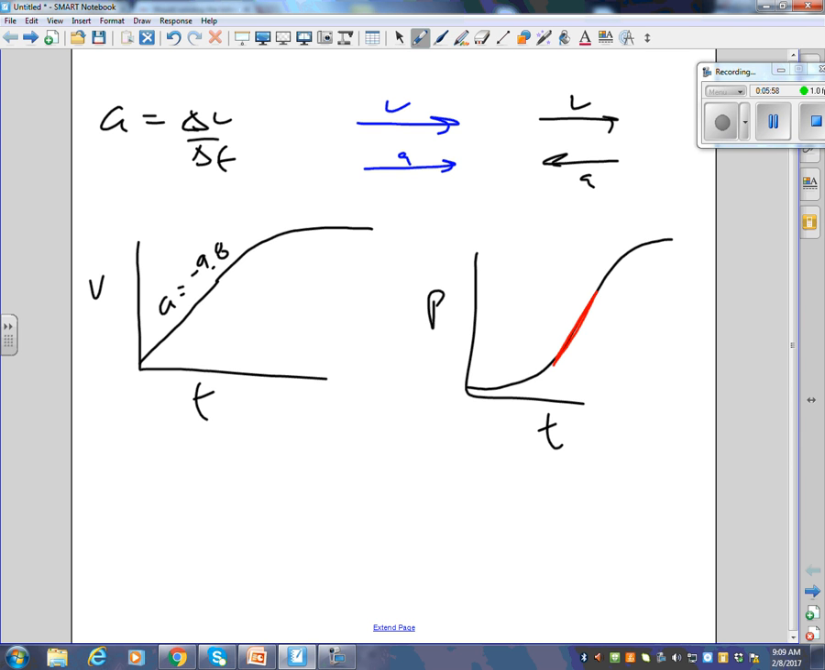Over which interval was the object's velocity decreasing? So the velocity is decreasing where the slope is getting flatter. So it looks like that area there, which I guess you could describe as after D, or 6 to 10.